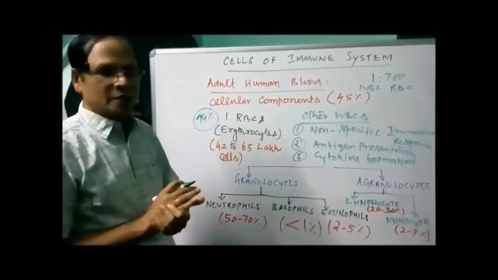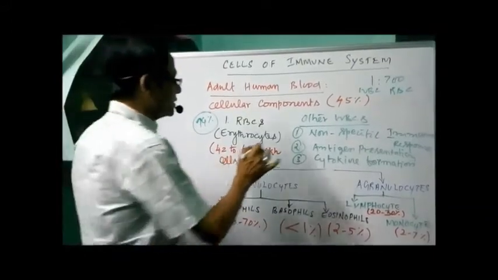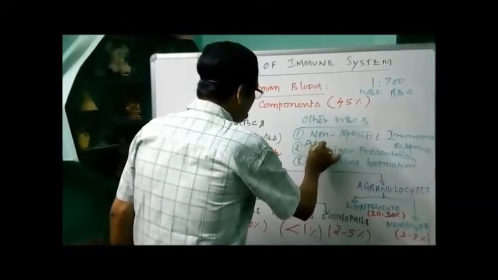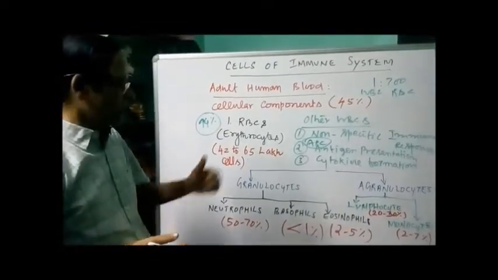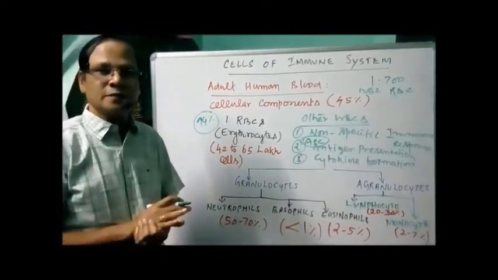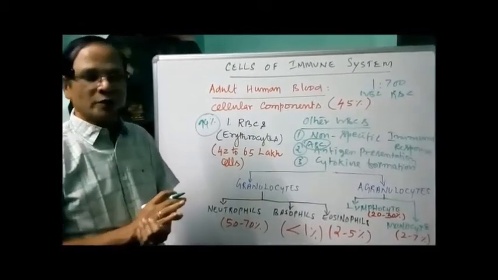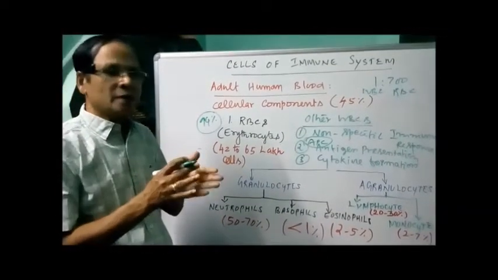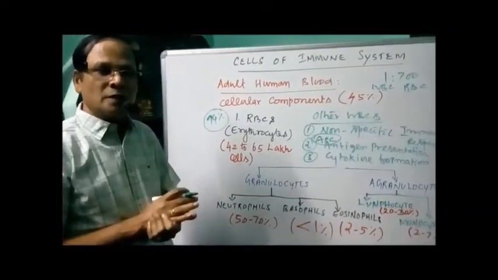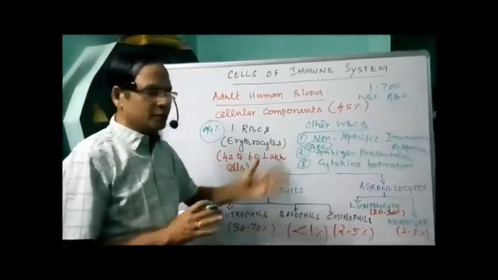Now, antigen presentation. Some WBCs act as APCs, antigen presenting cells. I will discuss later the meaning of antigen presenting cells. And the last one, cytokine formation. Cytokines are chemical signaling molecules released in small concentrations. I will also tell you more about them later.